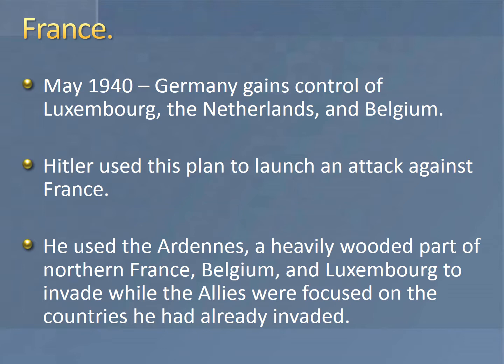the Ardennes. Now, the Ardennes is a heavily wooded section of Europe. It's part of northern France, Belgium, and Luxembourg. He's going to move his troops through this heavily wooded forest to invade France. Like I said, while the Allies were focused on other invasions that were going on. So he kind of sneaks in there a little bit.